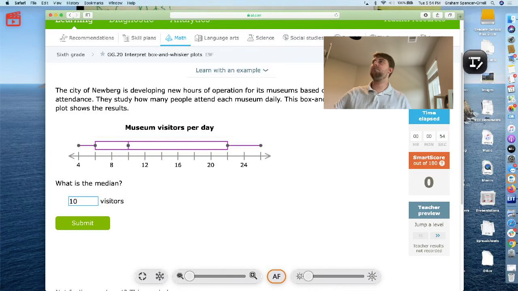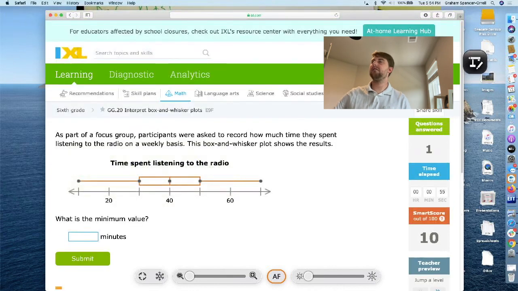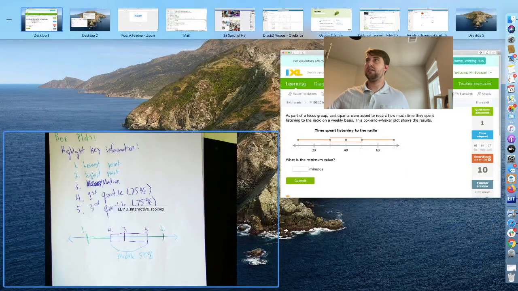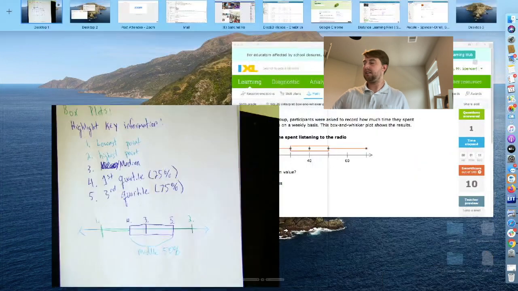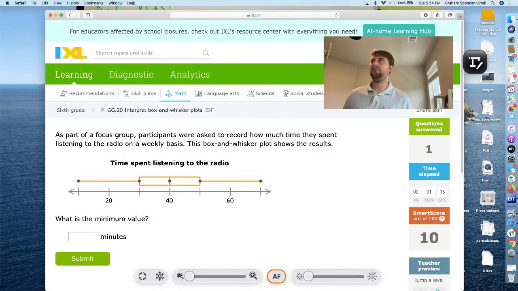All right, on this box and whisker plot, it's asking for the minimum value. Each of these goes by 10. The minimum, let's look at where ours is. The lowest point is gonna be our minimum. It's gonna be 1, so that's way over here. 20, counting backwards by 10s would put us at 10.